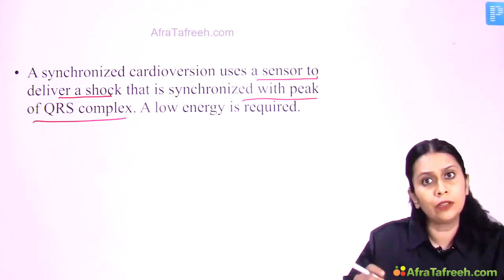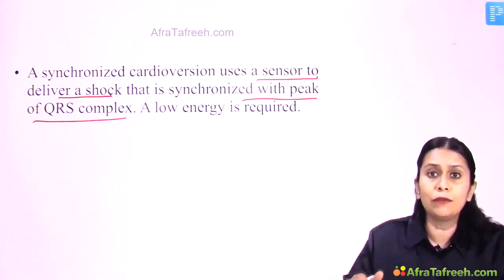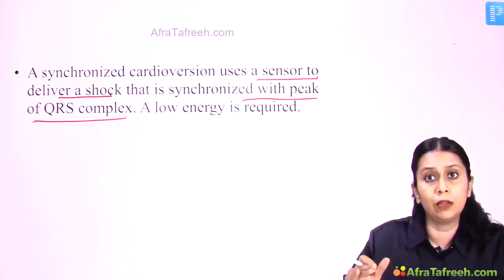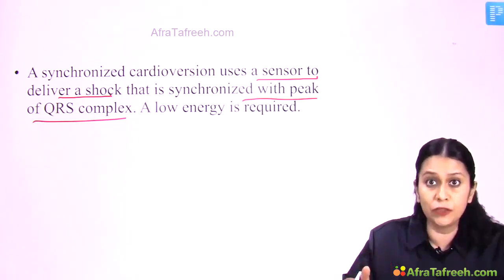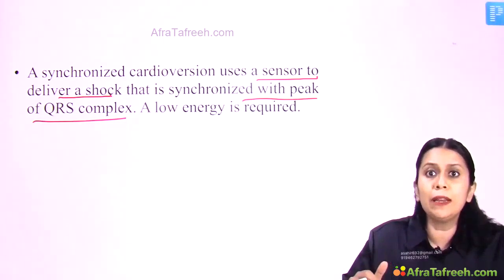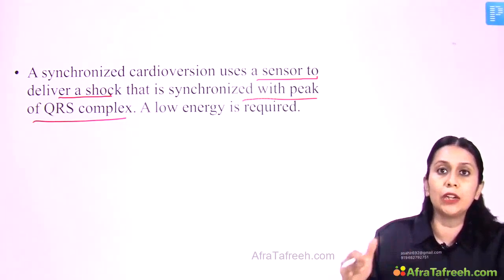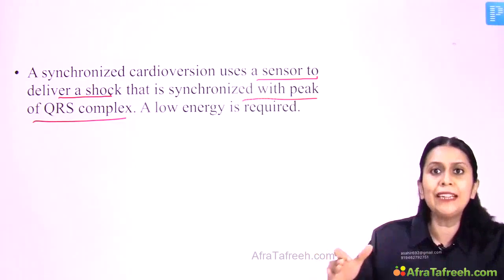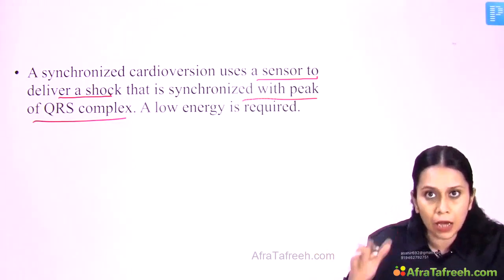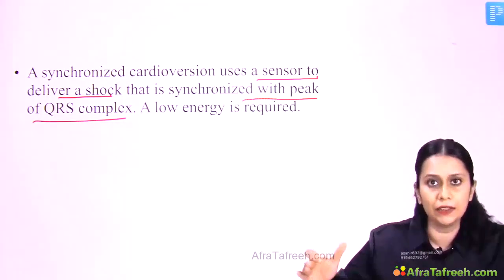So we try to cardiovert. And remember, for cardioversion, a smaller amount of energy, fewer joules, would be required, which would again be beneficial. It will cause less damage to the cardiac muscle. So we will cardiovert irrespective of the type of tachyarrhythmia if it is an unstable tachyarrhythmia.